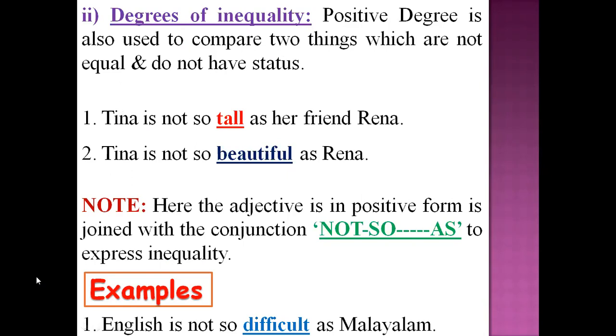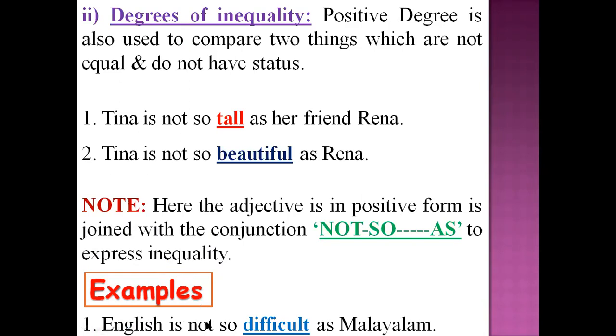Here also we are comparing these two persons, Tina and Veena, but Tina is not so tall as her friend Veena, but Veena is a taller girl. I mean, she is taller compared to Tina. And note what we remember here: the adjective in positive form is joined with the conjunction "not so ... as" to express inequality. Here also there is a suitable conjunction used for degrees of inequality, that is "not so ... as". This can express inequality.